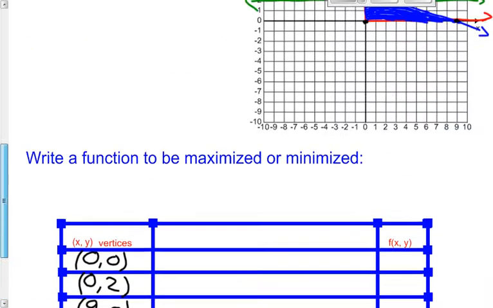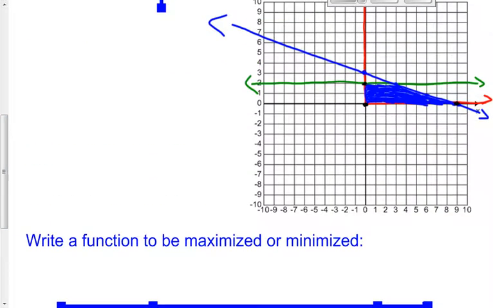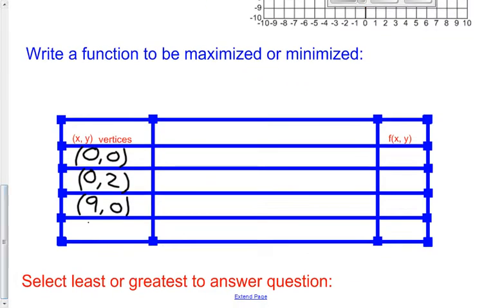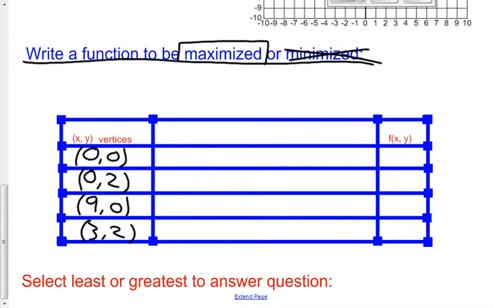And then the last one is right here. That is right 3 up 2. Right 3 up 2. All right, our next step. Let's write a function to be maximized or minimized. He wants to maximize his profit, so don't worry about this minimize one. We want to write a function to be maximized.